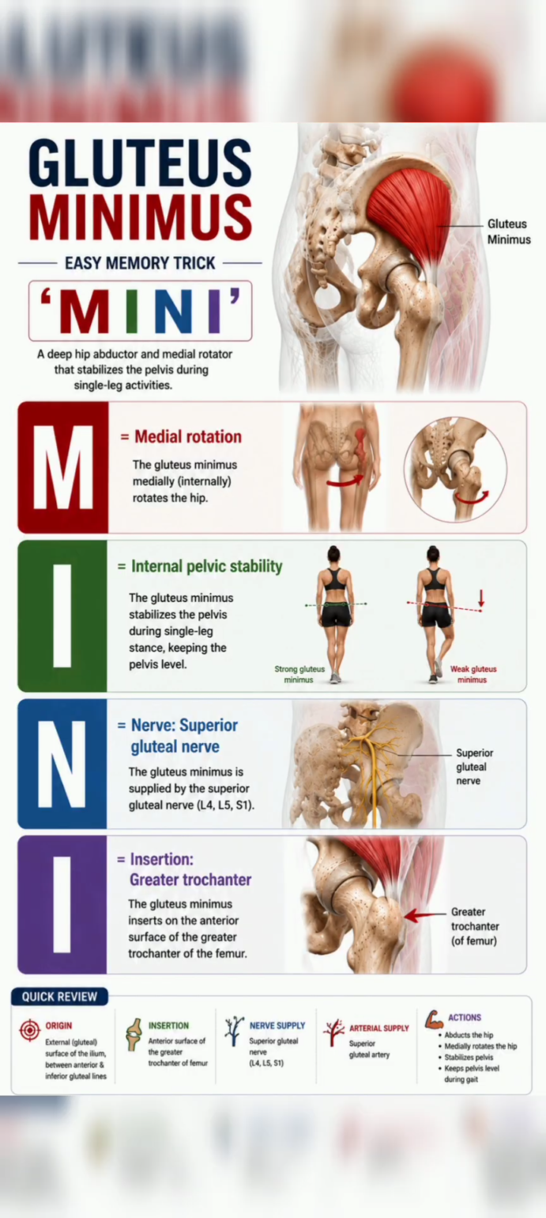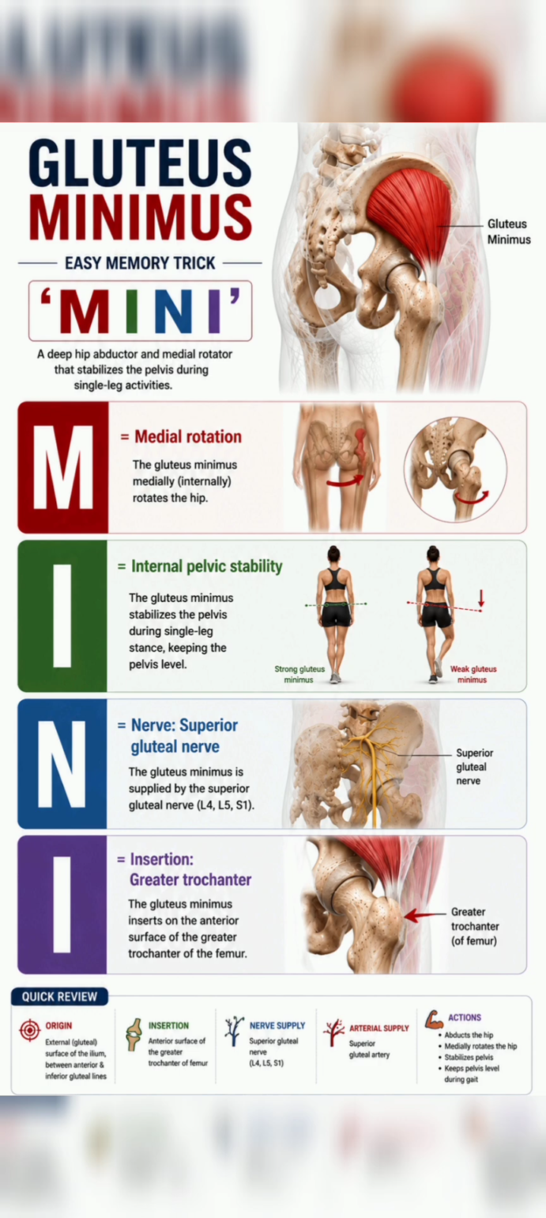Okay, so every part is done: the origin point, insertion point, nerve supply, arterial supply, action, daily activities, then special test and applied aspects. Now let's remember them in a small mnemonic called MINI. So M stands for medial rotation, the gluteus minimus medially rotates the hip, right?